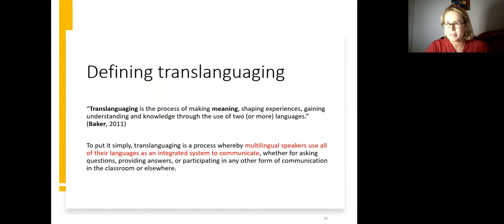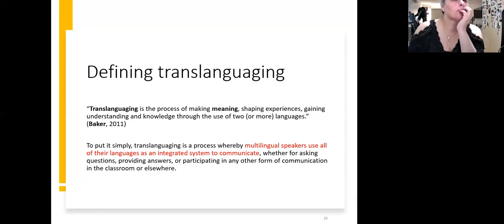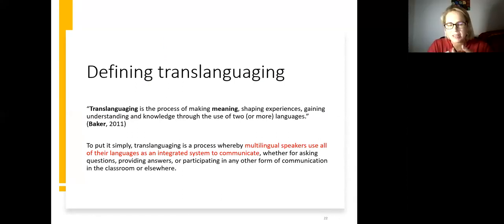Well, the well-known bilingual researcher Colin Baker says that translanguaging is simply the process of making meaning, shaping experiences, gaining understanding and knowledge through the use of two or more languages. So to put it simply, it's a process where multilingual speakers use all of their languages as an integrated system to communicate, whether for asking questions, providing answers, or participating in any other form of communication in the classroom.